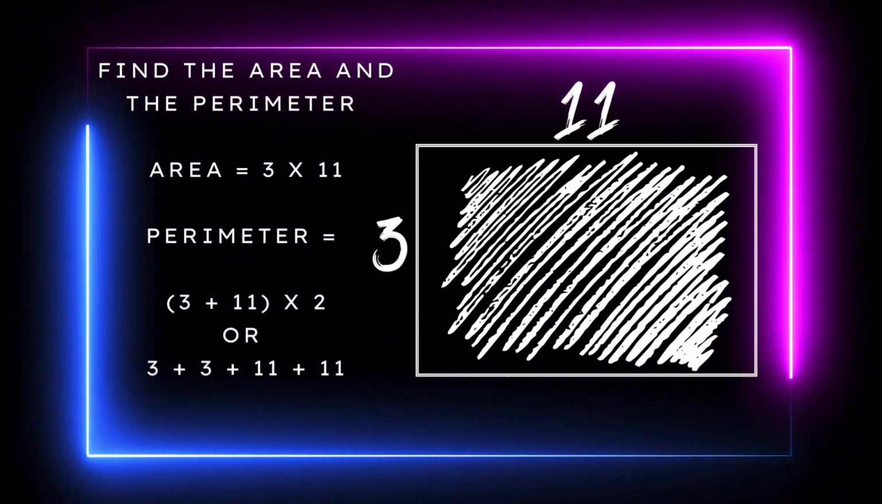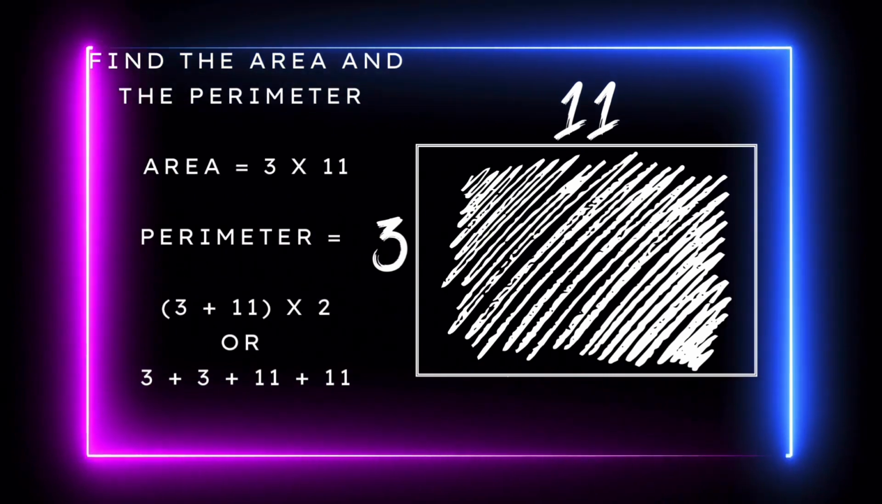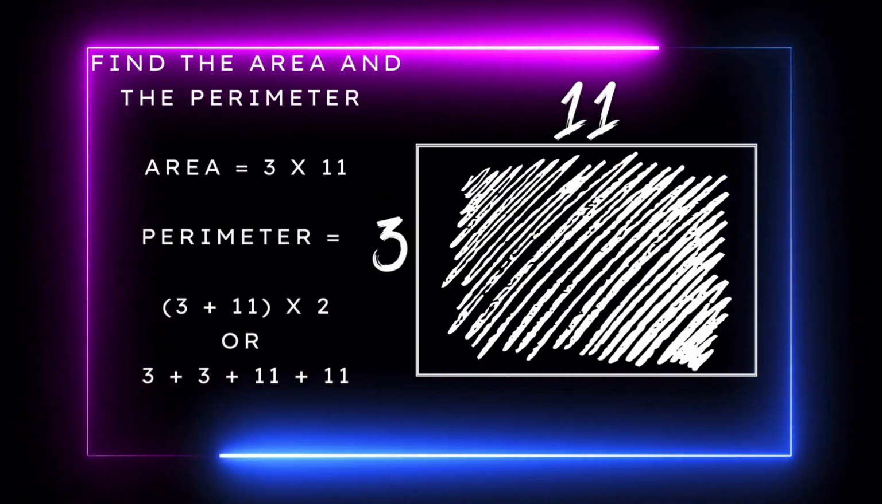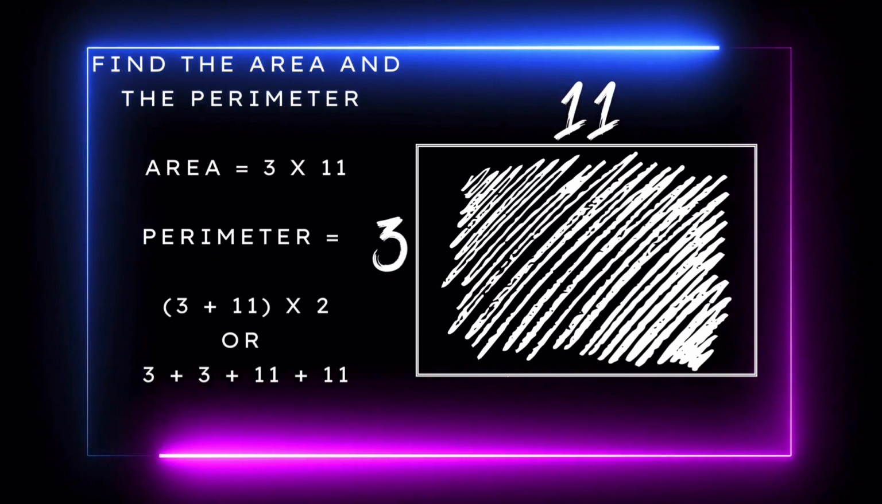Well, the area equals 3 times 11. Again, using those memorized facts, that should be pretty easy. And the perimeter is 3 plus 11 times 2, or 3 plus 3 plus 11 plus 11.